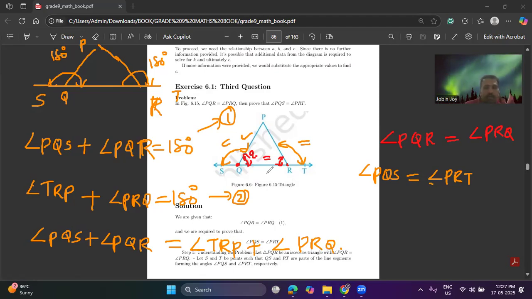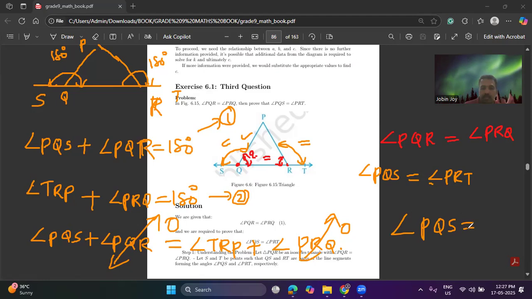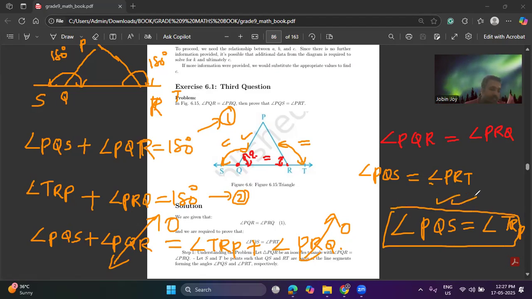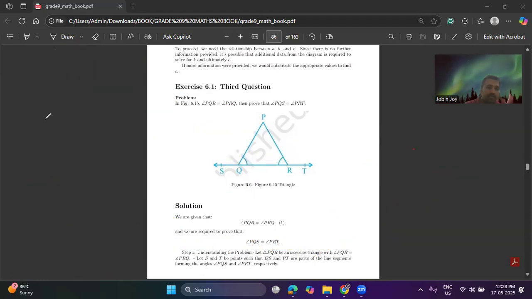And it is given that angle PQR is equal to angle PRQ. So it is given that PQR is equal to PRQ. That means we can cancel this, because both are equal. Equal means we can cancel. So the final answer will be angle PQS is equal to angle TRP. Proved. Next question.